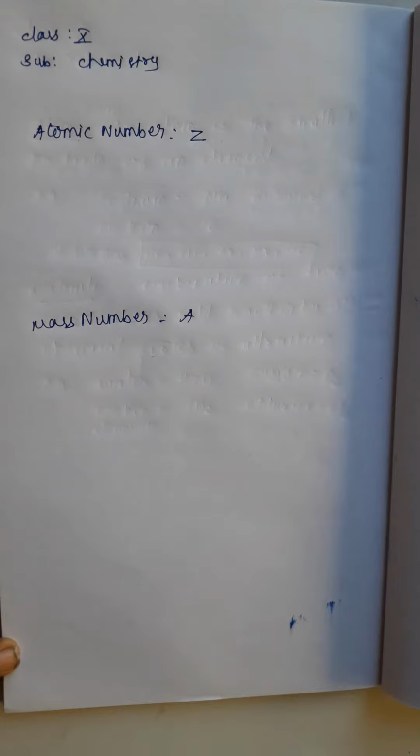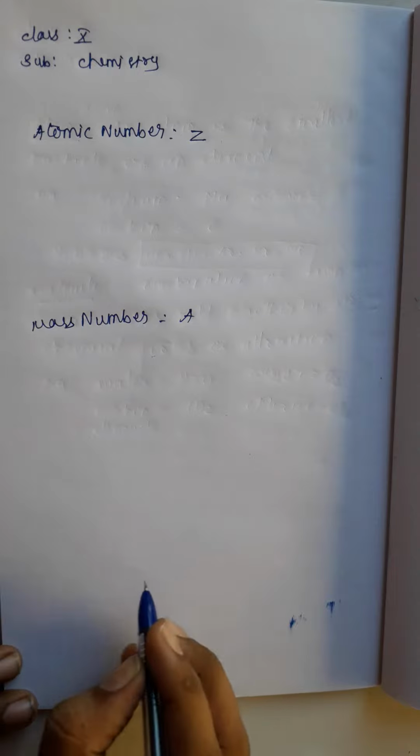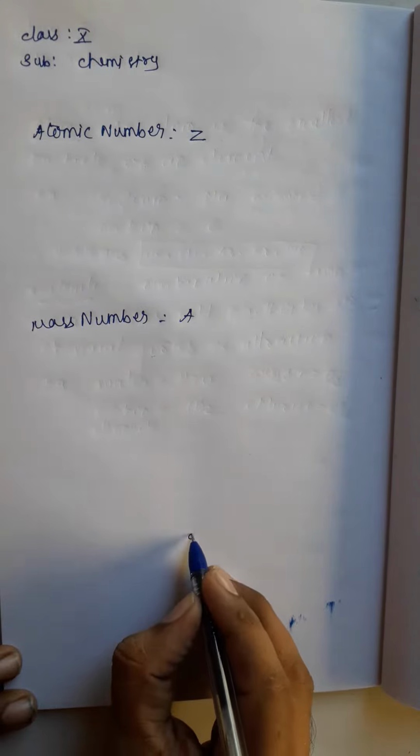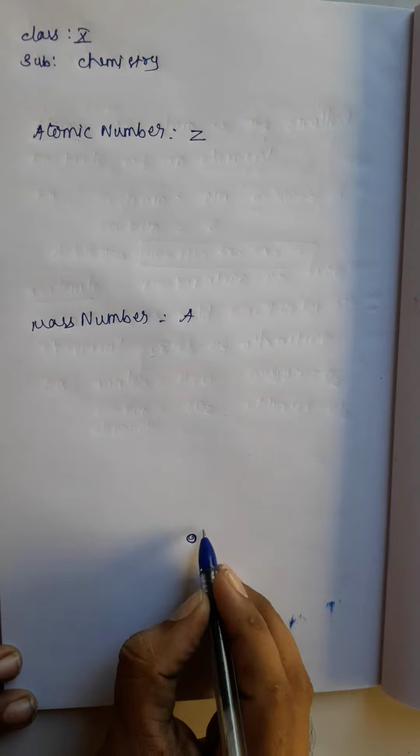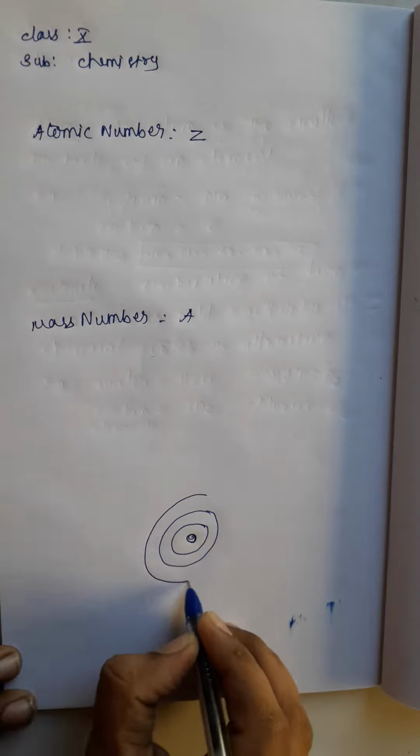In this video, we are going to discuss what is atomic number and what is mass number. In your lower classes, you studied about the atom, atomic structure. For example, the center part is the nucleus part. So this is the first orbit, this is the second orbit, and this one is the third orbit.